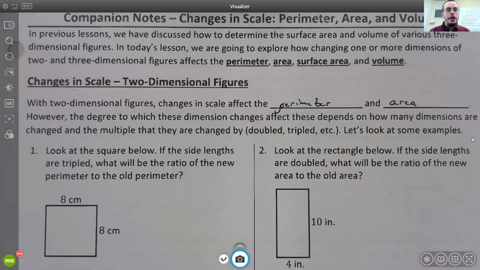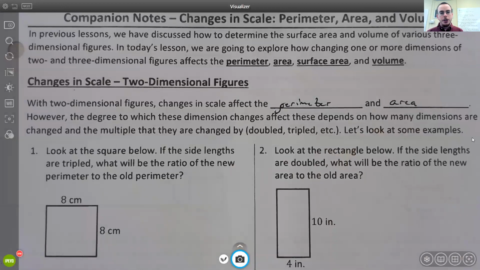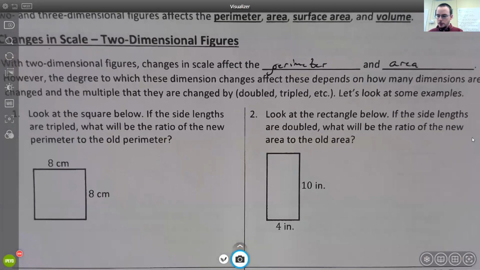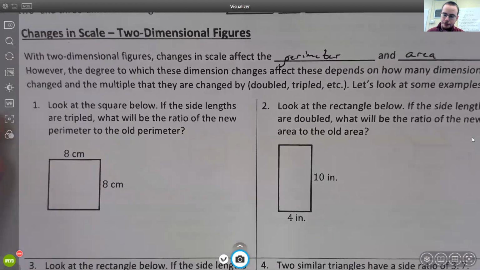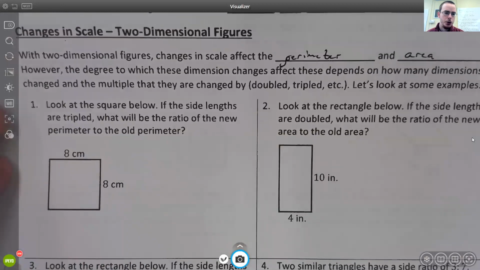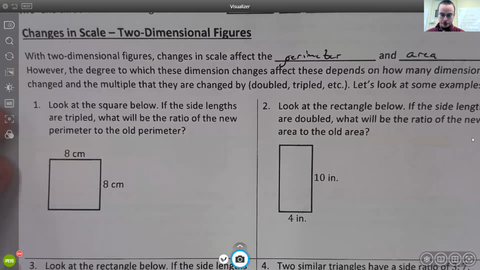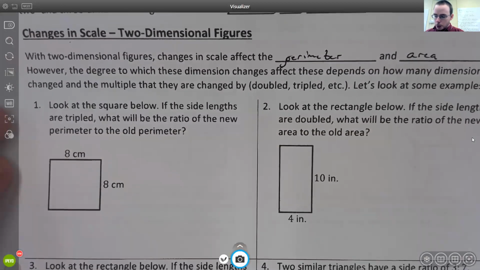Now, that depends on how many dimensions you're changing, but also how they are multiplied. So they might be doubled, tripled, quadrupled, quintupled, anything like that. So let's look at number one. It says, look at the square below. If the side lengths are tripled, what will be the ratio of the new perimeter to the old perimeter?